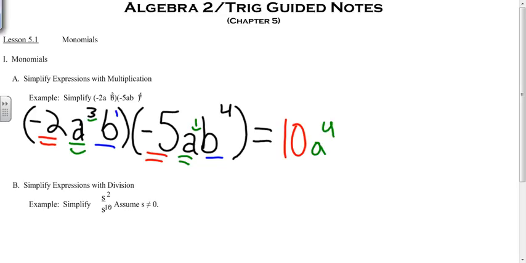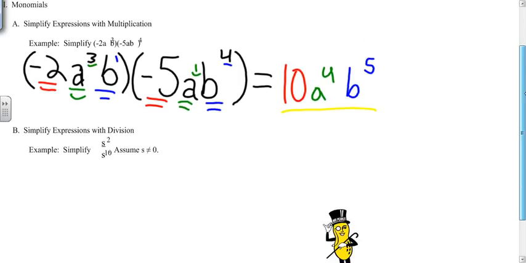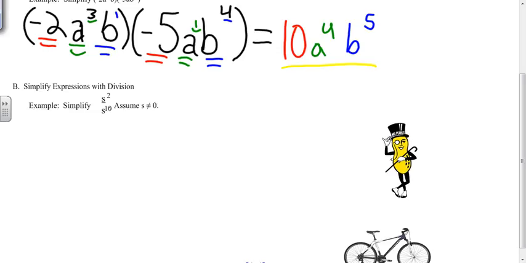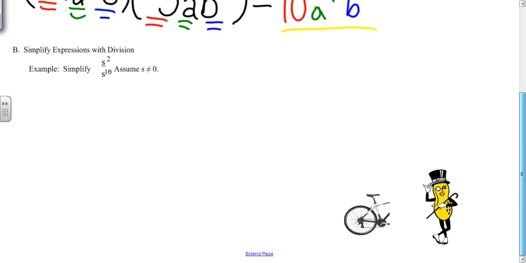Similarly, we have a b to the 1 here and a b to the 4 over here. 1 plus 4 is 5, so we have b to the 5th power. So again, just like before, our answer becomes 10 a to the 4th, b to the 5th. So it doesn't matter which method you use to solve that problem, you will end with the same correct answers. Just please be sure that the math you are doing is correct.